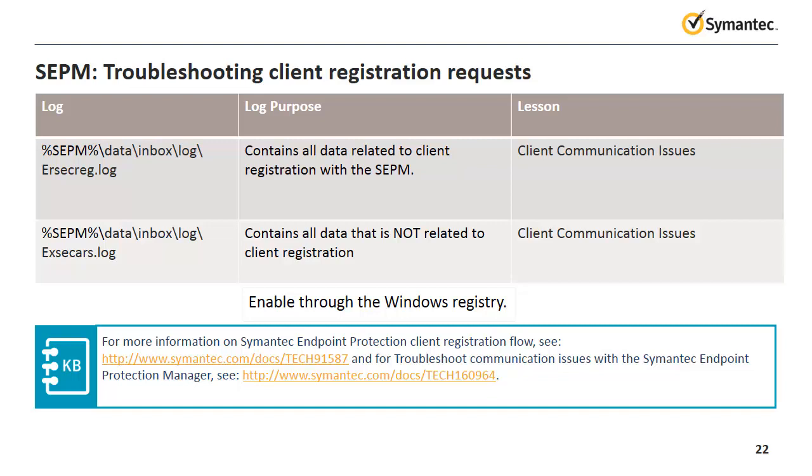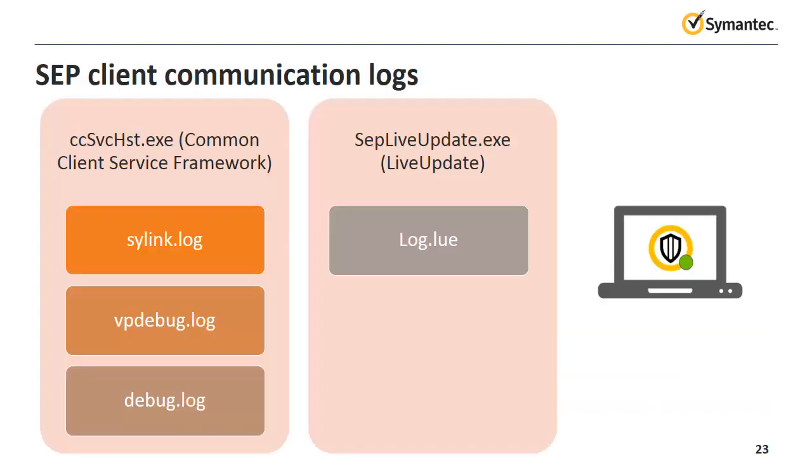There is also a debug mode that you can enable in the registry. For information on these topics and more, see the KB articles listed on the screen. This diagram shows the logs most used when troubleshooting client communication and live update issues.